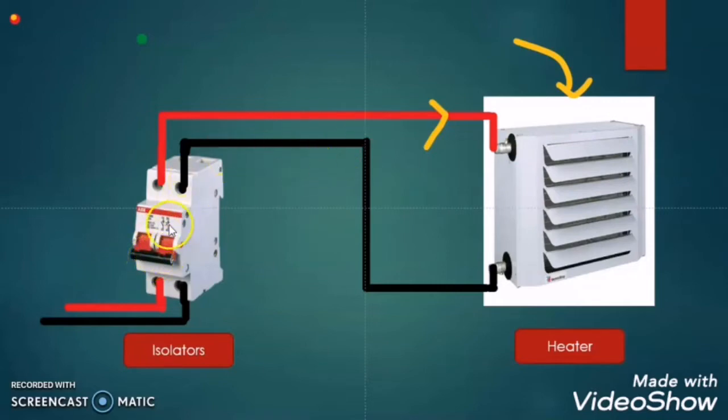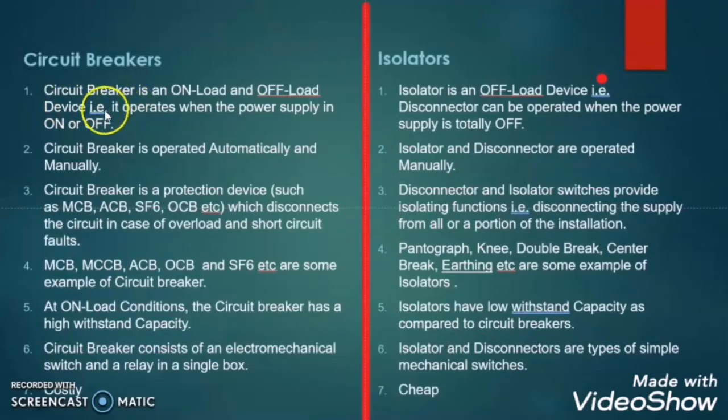We have to turn off the load by some other means, and then we have to turn off the isolator. It means before operating the isolator, we have to make sure that there is no current flowing through the load, or in other words, that the load is not in running condition. That operation is called off-load operation. I hope you clearly understand the first difference: the circuit breaker is an on-load and off-load device, but the isolator is only an off-load device.